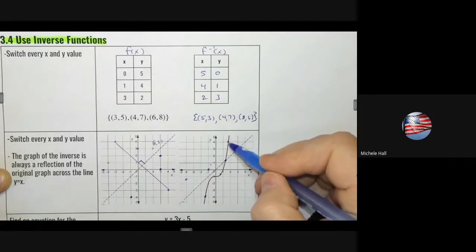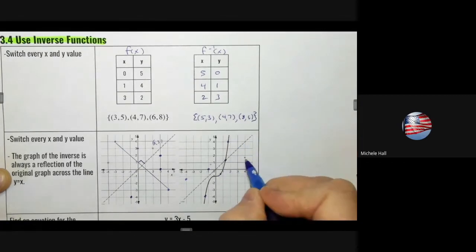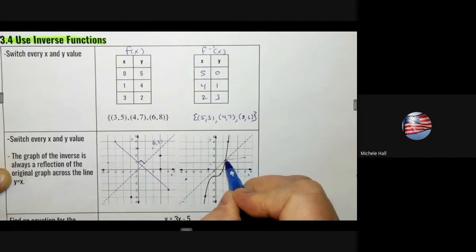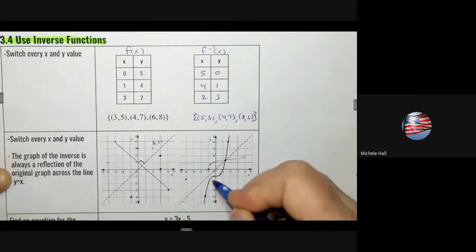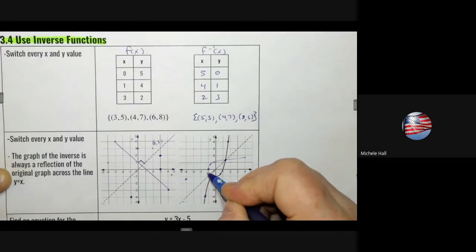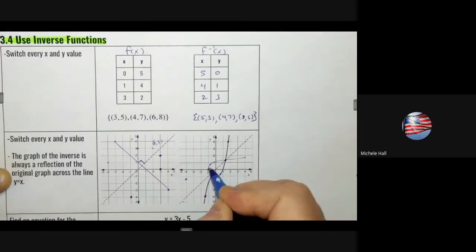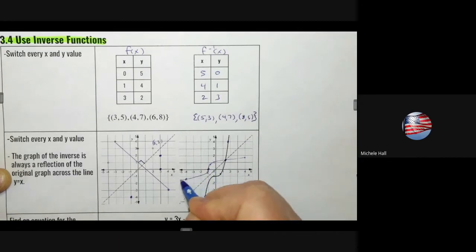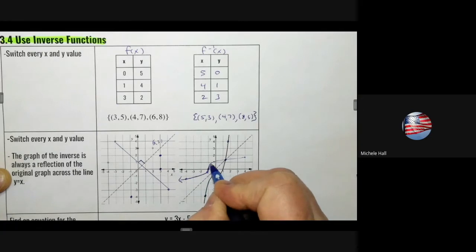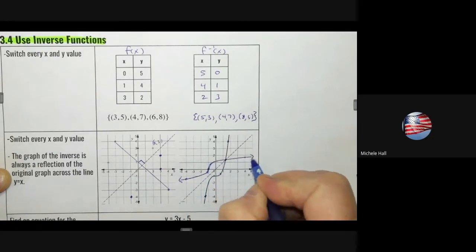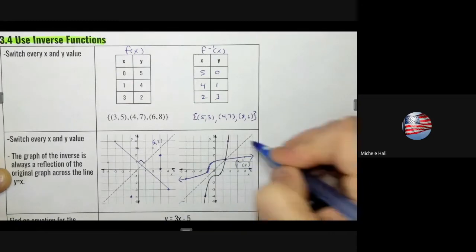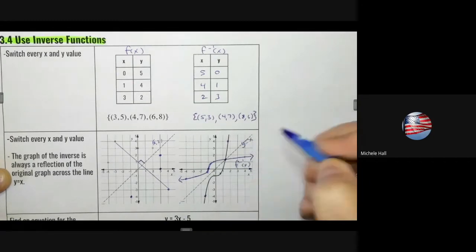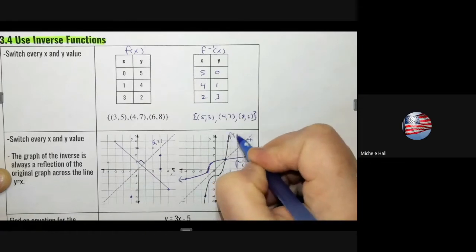I see that it's coming in and going out. The function is coming in and going out. And then it's curving in, and it's curving in here, and then going back out again, away from the y equals x line. So we have f inverse of x, we have y equals x, and we have f of x.